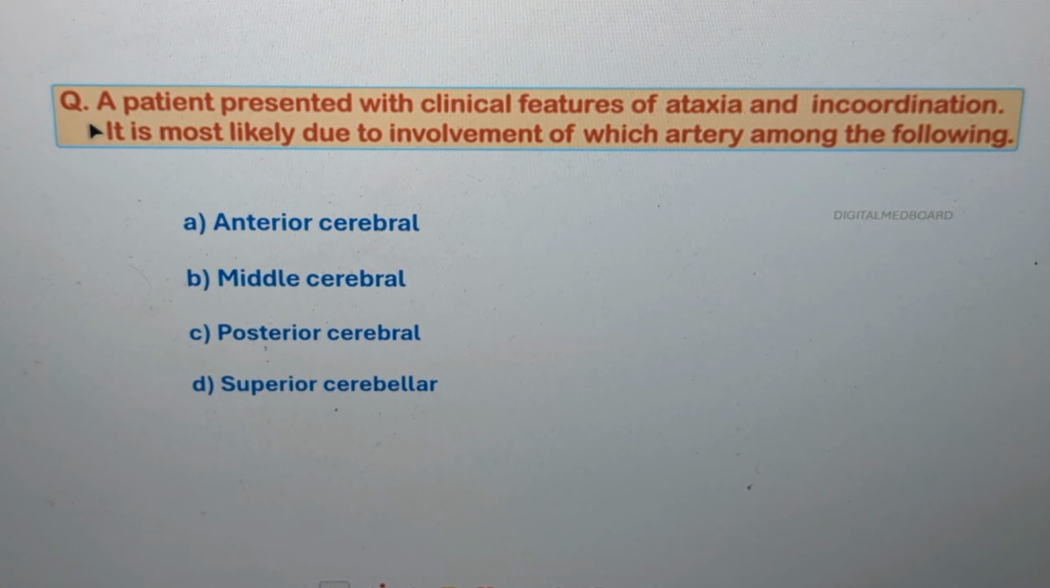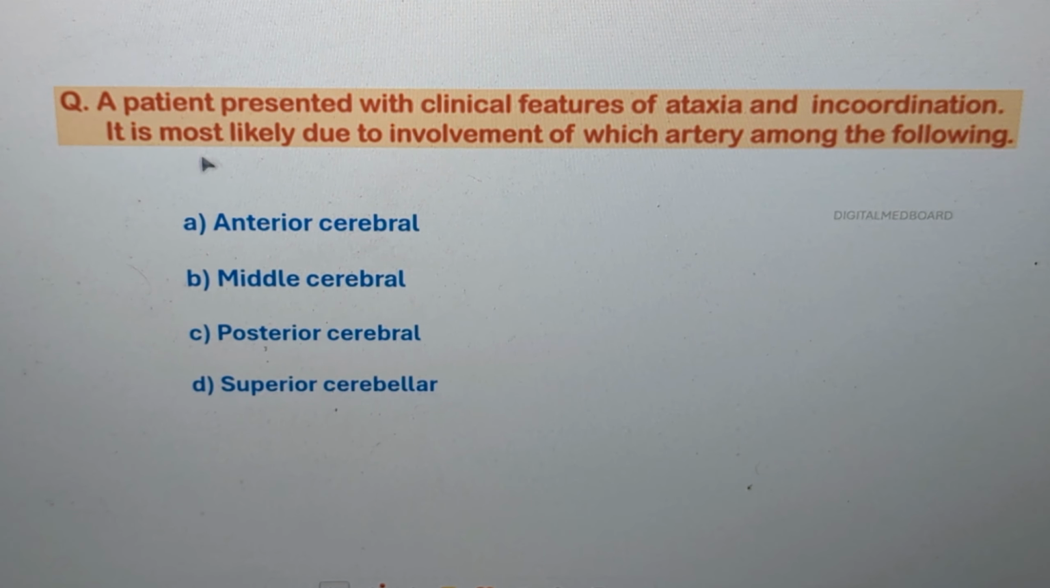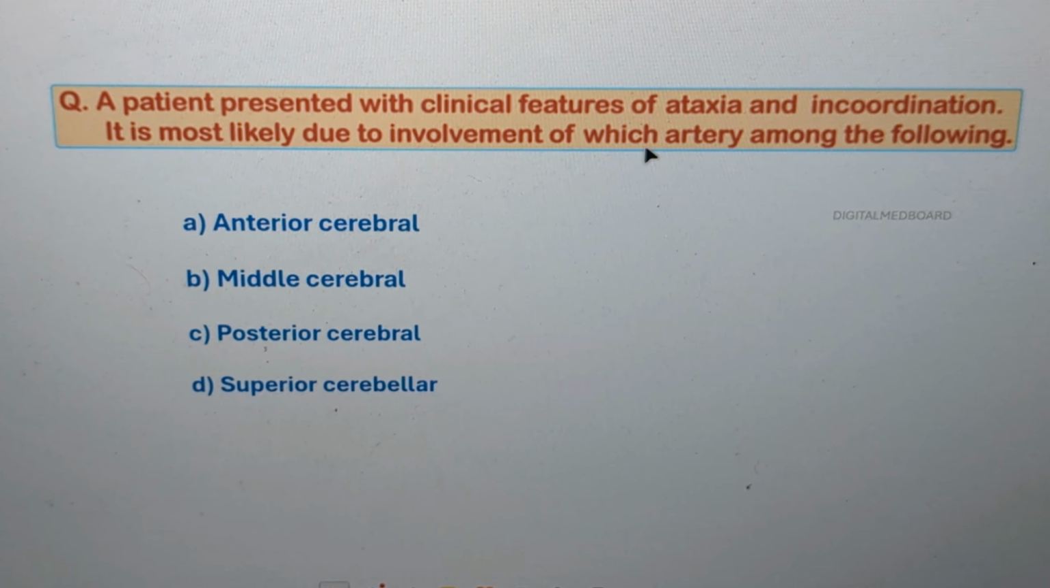We got a question. A patient presented with clinical features of ataxia and incoordination. It is most likely due to involvement of which artery among the following? Let's discuss in detail. Ataxia can have various types, such as cerebellar ataxia or vitamin B12 deficiency ataxia, and incoordination suggests cerebellar ataxia, as the cerebellum is responsible for voluntary motor coordination.